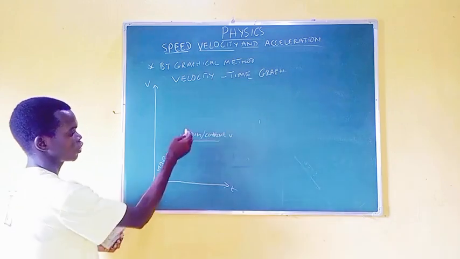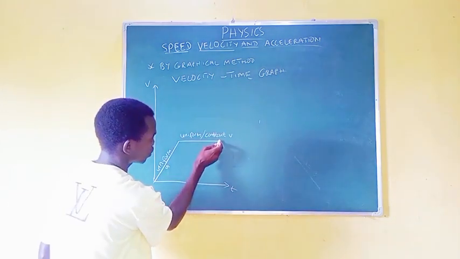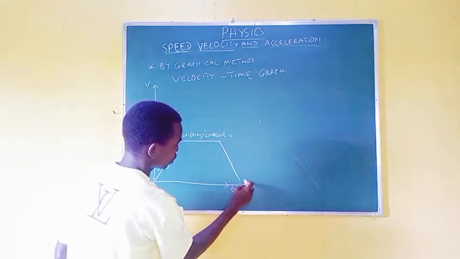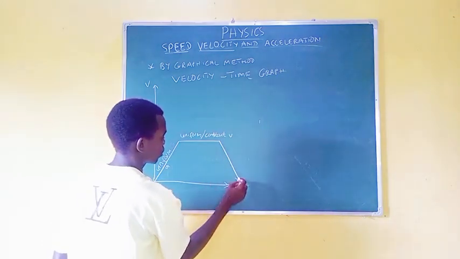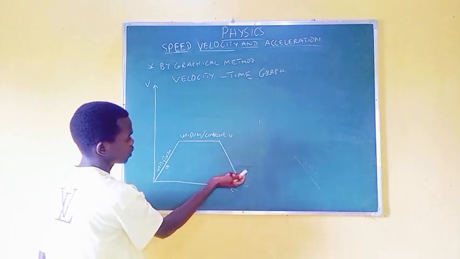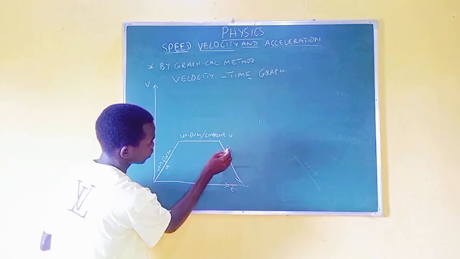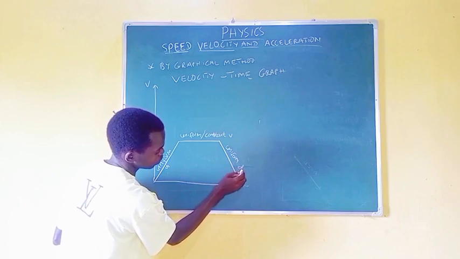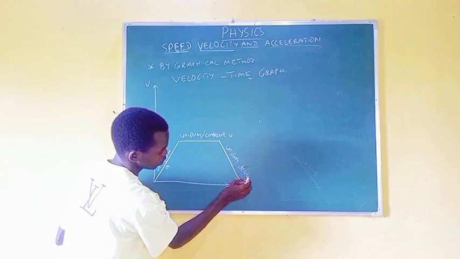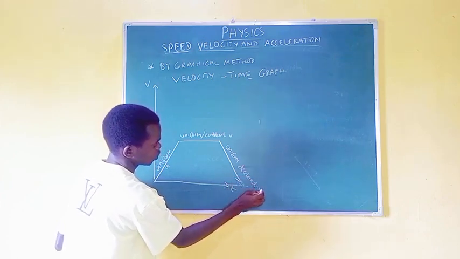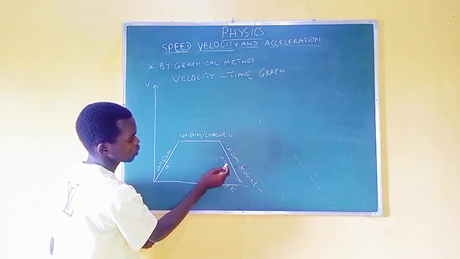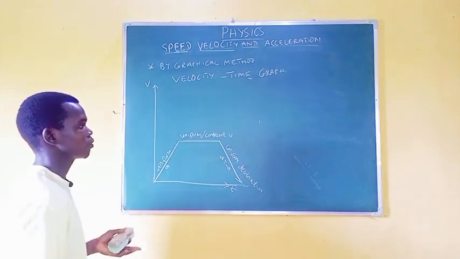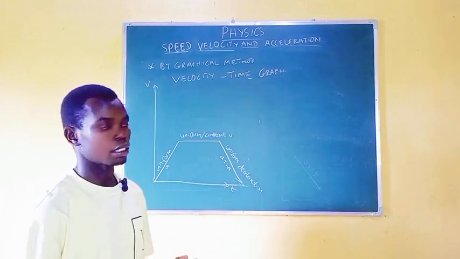Here is uniform acceleration or increase in speed, where this decrease from the highest to the lowest represents retardation or uniform deceleration. Deceleration or retardation is when the acceleration is negative a. And from this velocity diagram, we have different parameters that we can find from it.